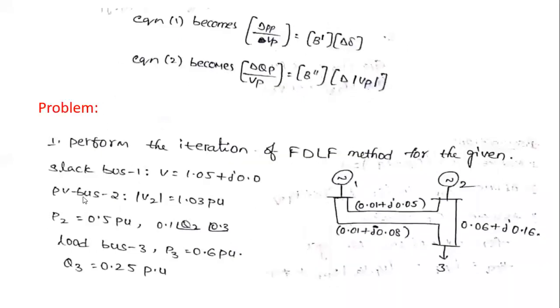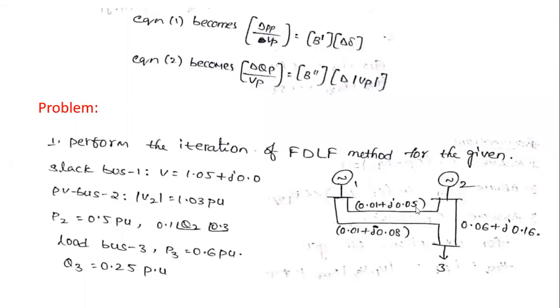First, we are taking one example problem. Perform the iteration of the fast decoupled load flow method. By using this single line diagram, we perform the load flow solution by using the fast decoupled method. How many buses are there? We have 3 buses, that is bus 1, bus 2 and bus 3.